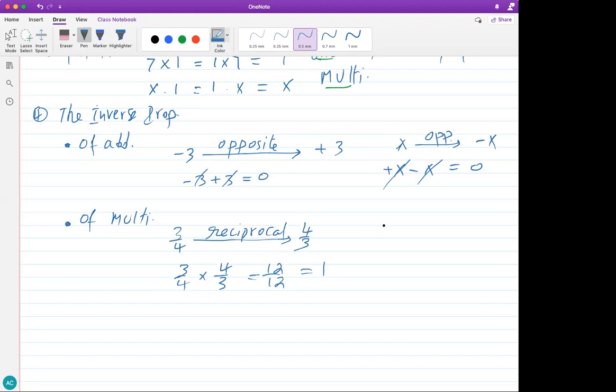Put any real number x, for example. What is the reciprocal of x? x, or x/1. What is the reciprocal of it? 1 over x. That's right. Now, if we multiply this by this, what's the product? What is the result? It will be 1. Any number times its reciprocal will be 1.